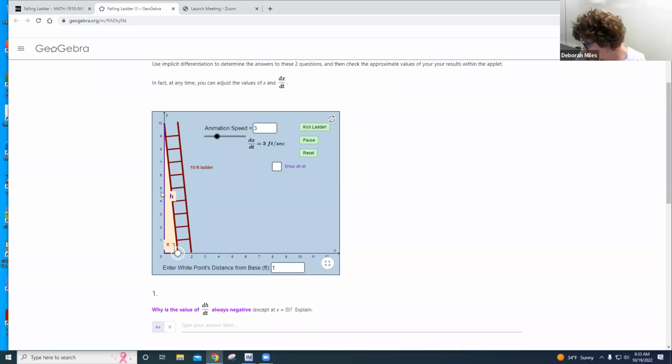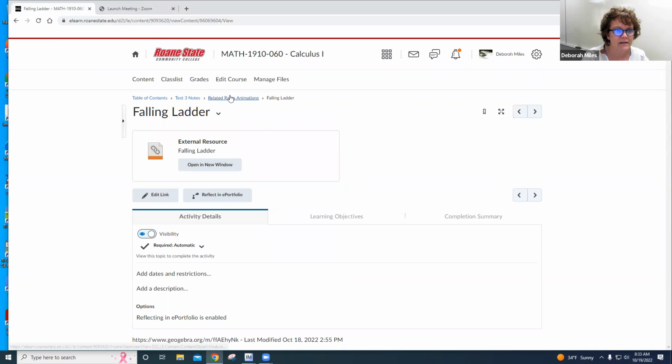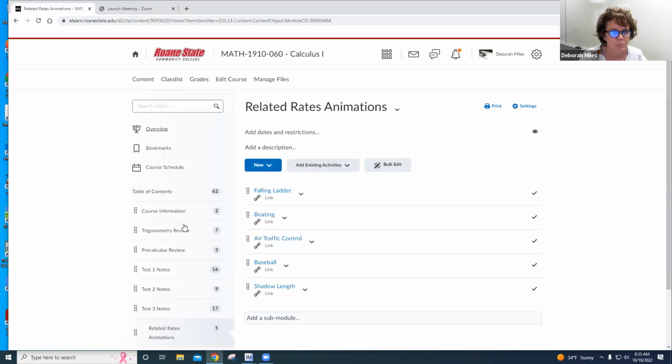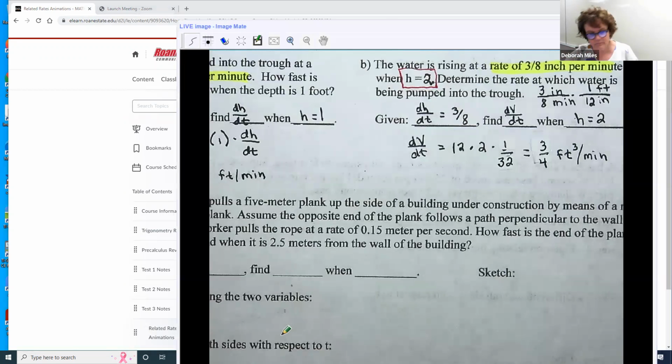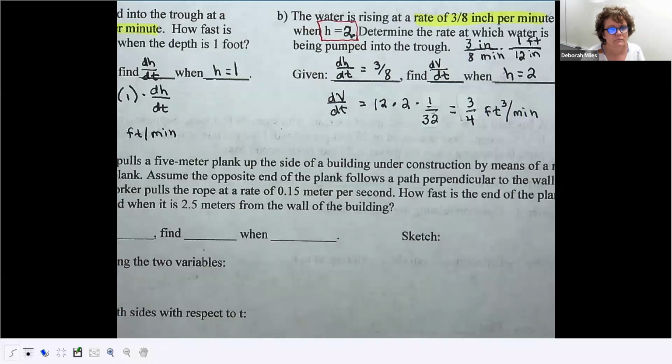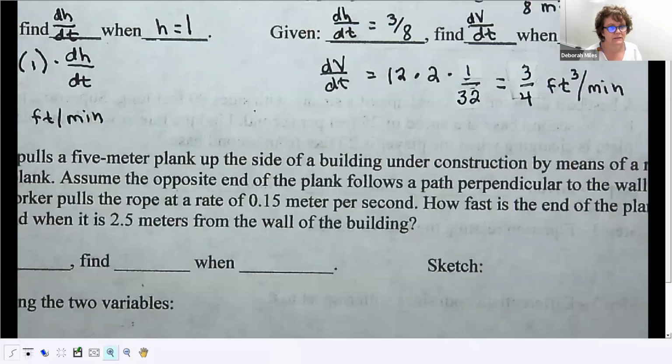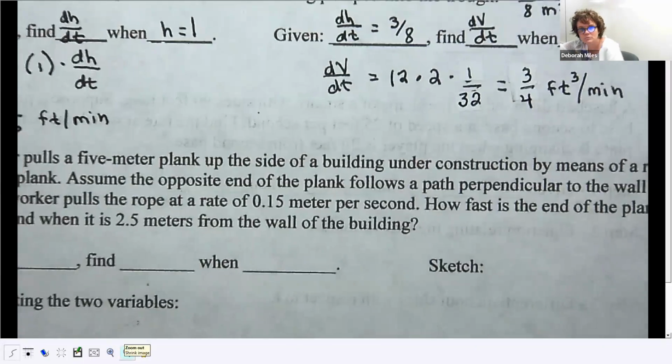It's positive. Okay. I'm going to leave these animations in Momentum so you can click on them if you want to think about them some more tonight. They may help you with some of your other problems. Let's go back to the notes. Just made me want to take a workshop on using GeoGebra because it was so cool.